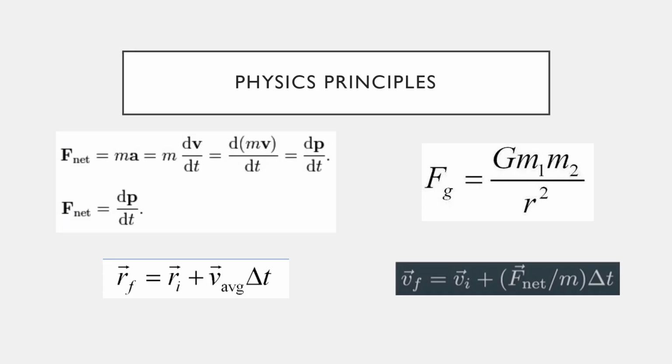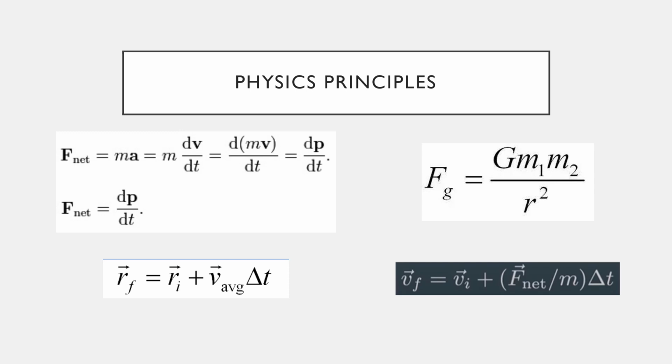The main physics principles used in this lab are shown by these equations here. So in part one, we use the mass, the initial velocity, and the final velocity of the star to calculate dp/dt, which is equal to the net force on the star. And this was set equal to the equation for force due to gravity, and then rearranged to solve for the mass of the black hole.